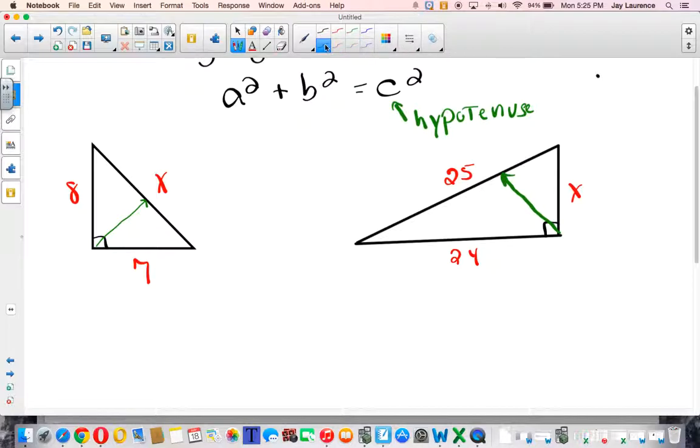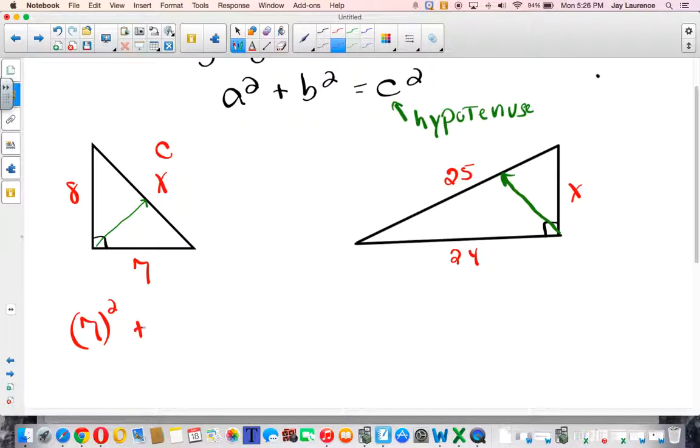Now, to figure this out, I'm simply going to fill in the information given. This will help me find the side of x. Now, A and B don't matter. It doesn't matter which is A and which is B. This one here is C. C is unknown. A could be 8, B could be 7, and again, B could be 8 and A is 7. It doesn't matter. Mathematically, they'll come out the same.